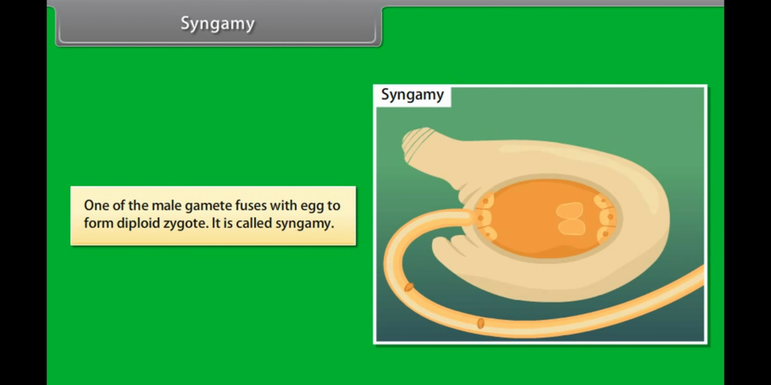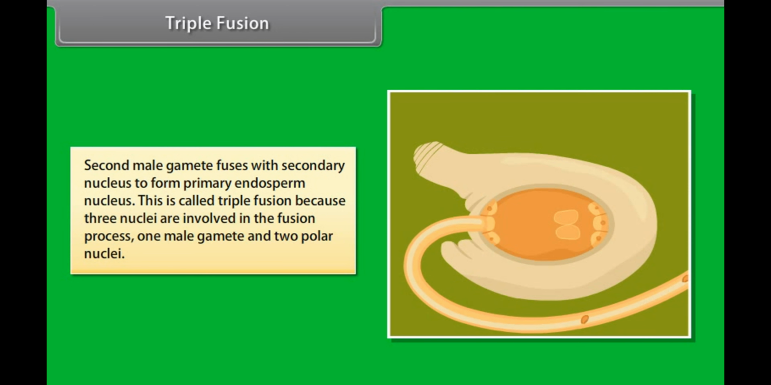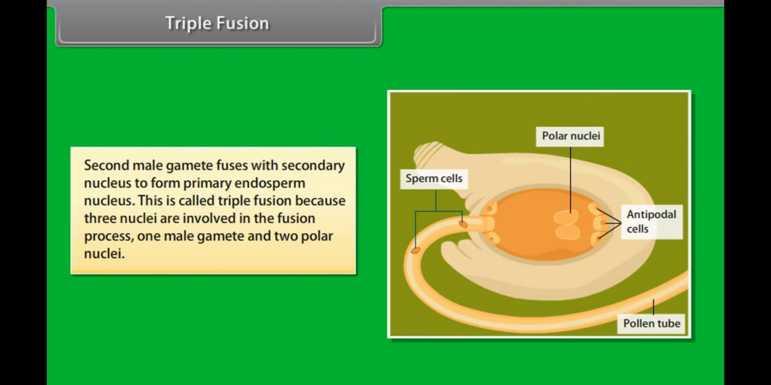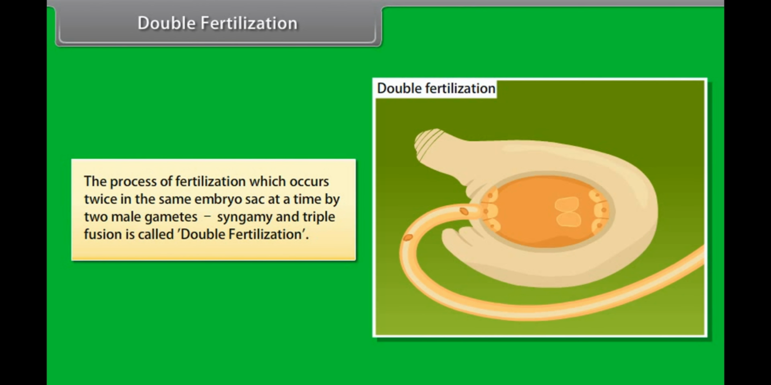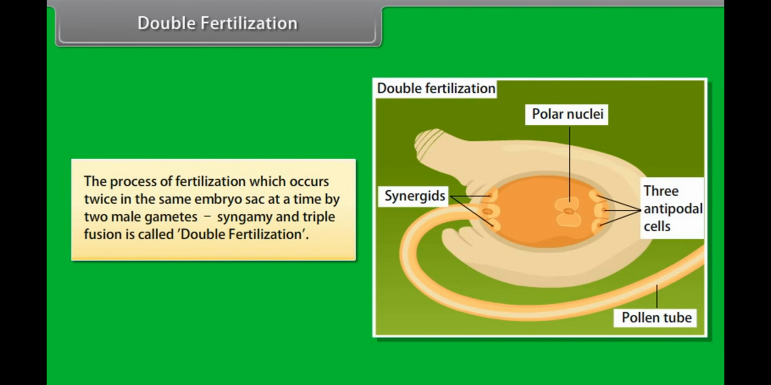Syngamy. One of the male gametes fuses with the egg to form a diploid zygote. It is called syngamy. Triple fusion. The second male gamete fuses with the secondary nucleus to form the primary endosperm nucleus. This is called triple fusion because three nuclei are involved in the fusion process: one male gamete and two polar nuclei. Double fertilization. The process of fertilization, which occurs twice in the same embryo sac at a time by two male gametes, syngamy and triple fusion, is called double fertilization.